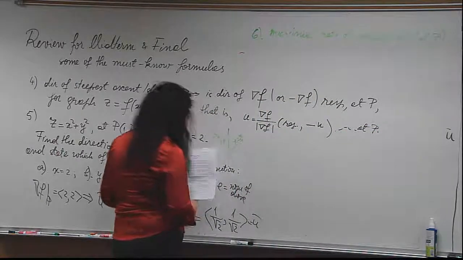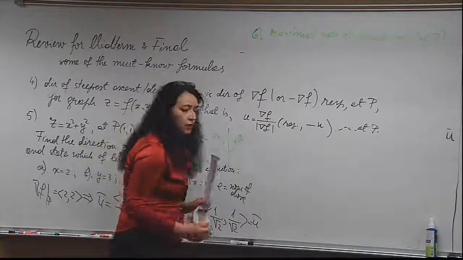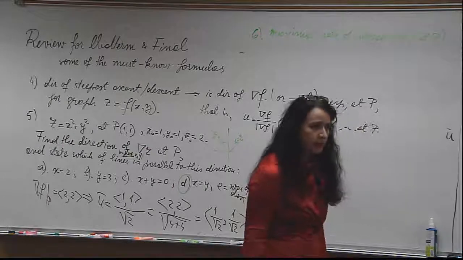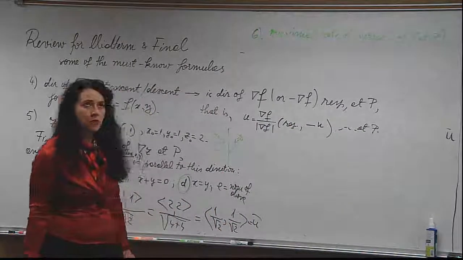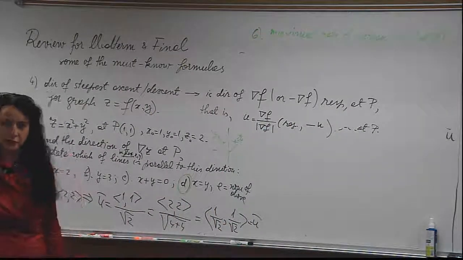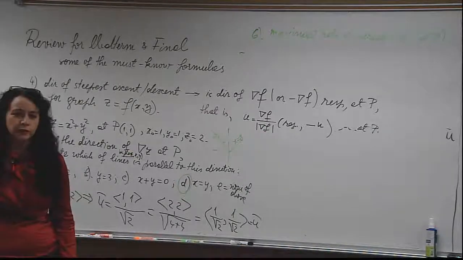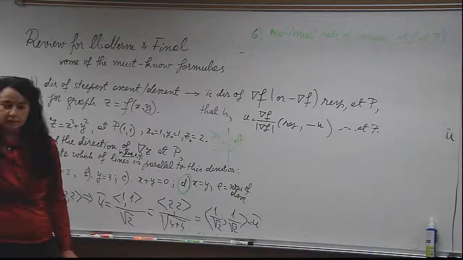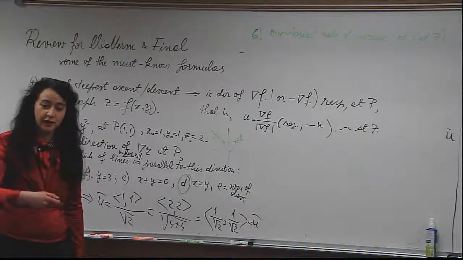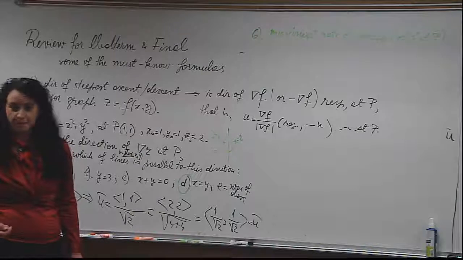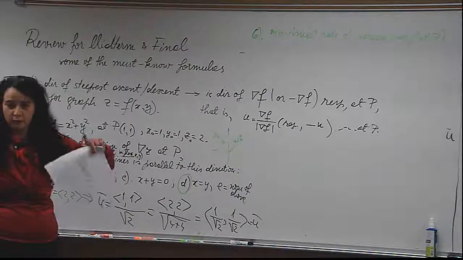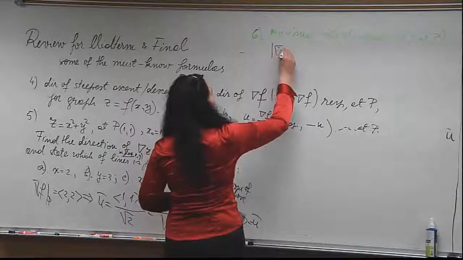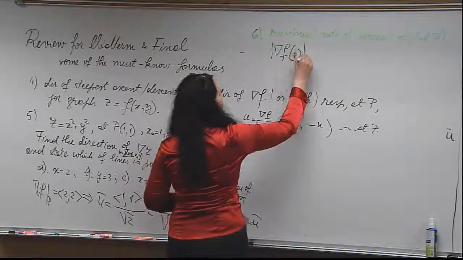We all know what I'm talking about, or maybe not everybody, but this is good review. Who is giving you the maximum rate of increase? As I said last time in the review, that's the directional derivative in the direction of the gradient. You are supposed to know that it will give you the norm of the gradient, the magnitude of it at p.